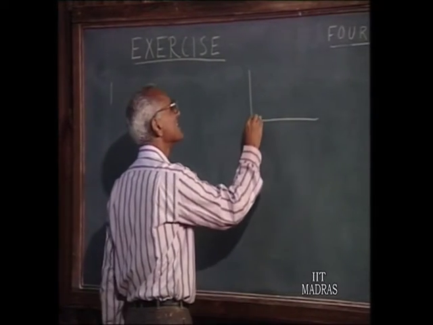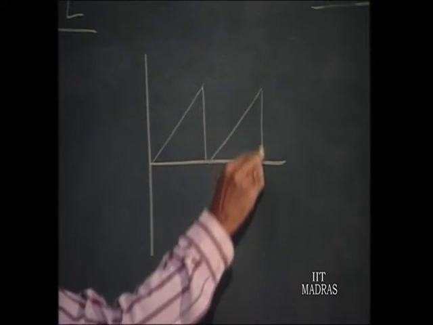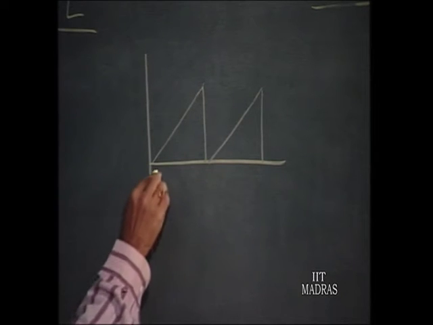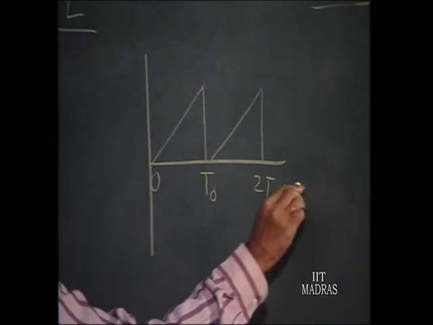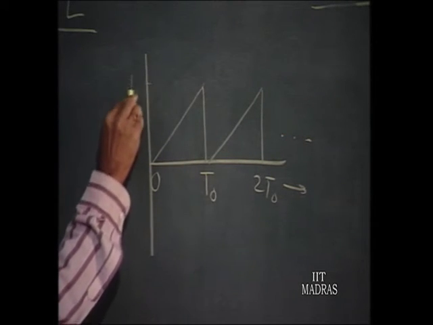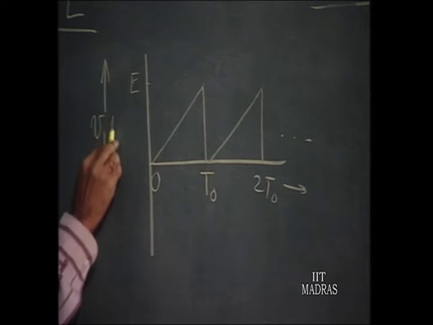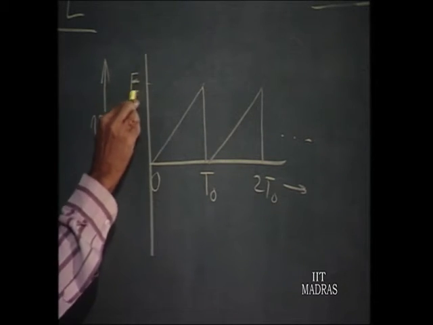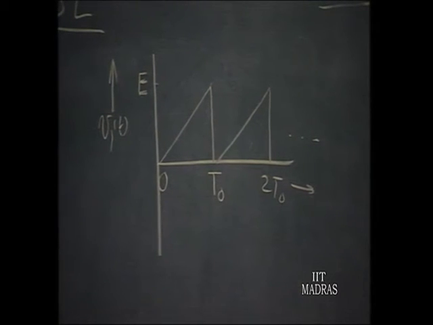Consider a wave like this, a triangular wave. This is a voltage wave V1 of t. So, this is a triangular wave, sawtooth wave as it is called, with an amplitude E and period T naught.